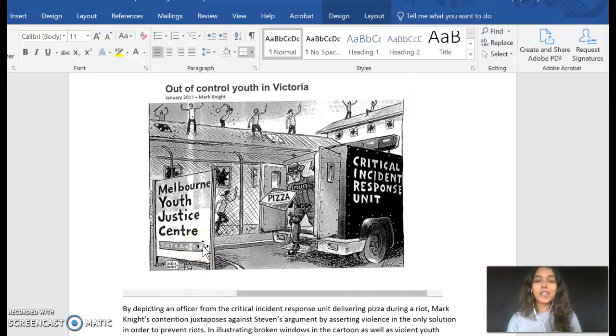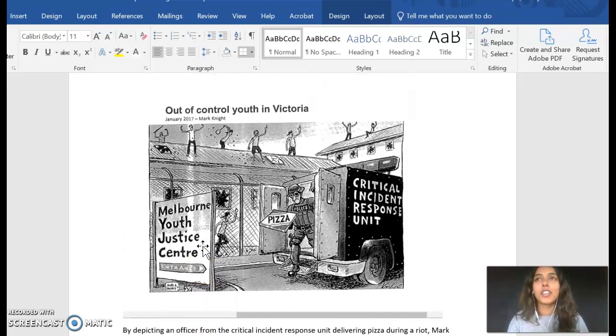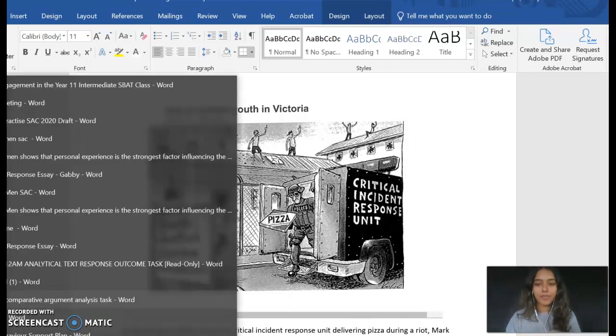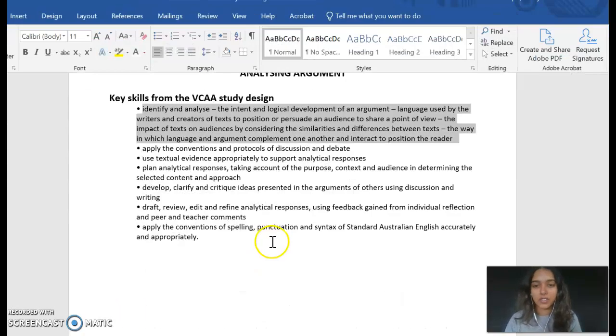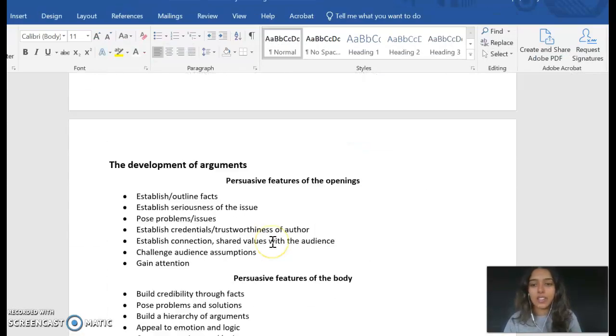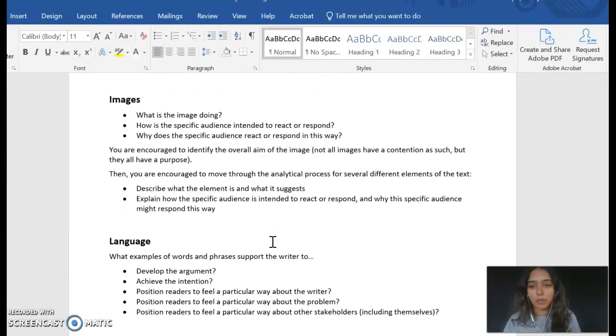Hi guys, I thought I'd spend a little bit of time talking about how to analyze an image as well. It's not too different at all to what you've been doing with a regular article, but just for those who need a little bit of a refresher. Let me just get my student notes. So this is directly from your booklet.